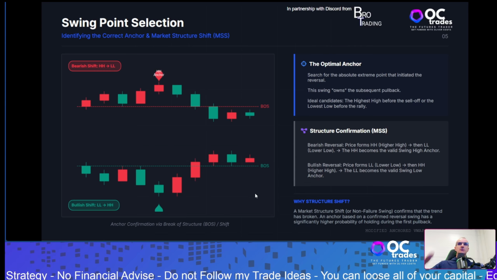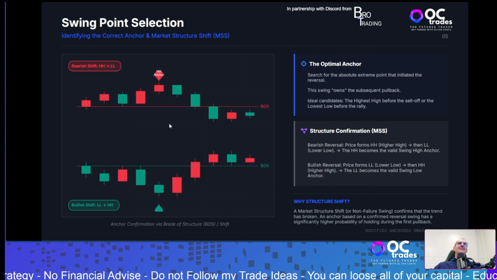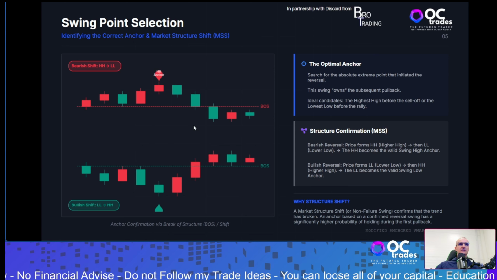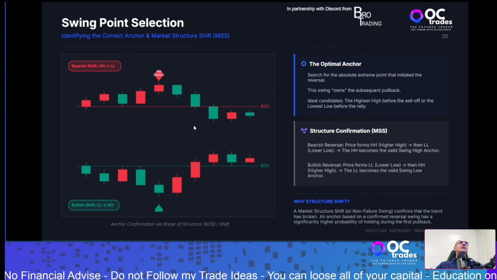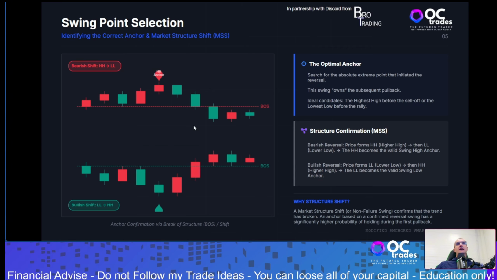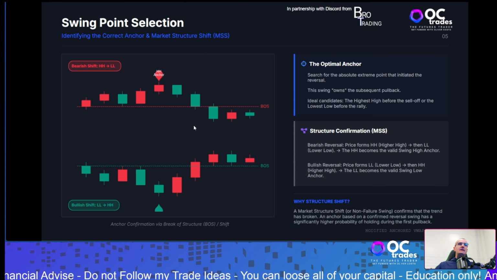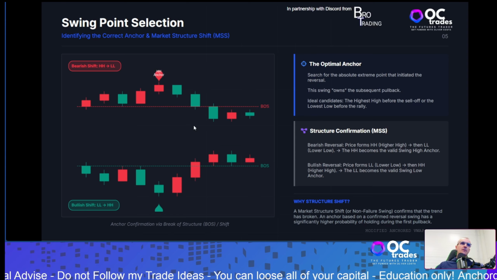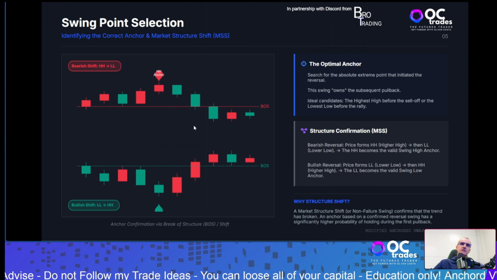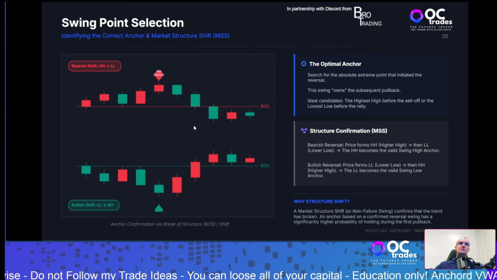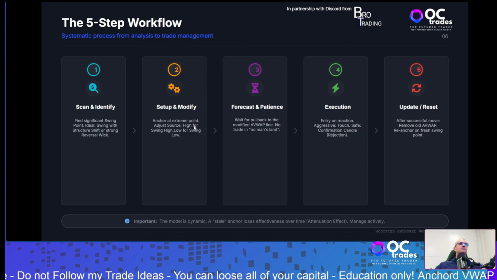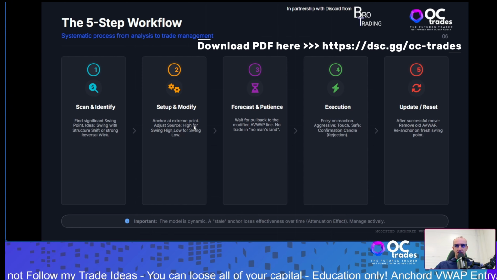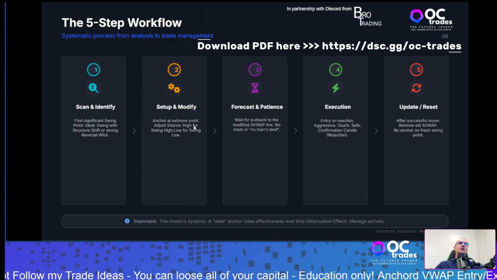It's a swing point selection. So you take the swing high, you take the swing low, and ideally you wait for the break of structure to have the absolute confirmation of it. So this is really something which you can look out for. If you have a break of structure, you can have even more confirmation on that. My model is a little bit more aggressive. I have taken some trades. It's a little bit more aggressive, but the win rate is, of course, not as good. But if it runs, then it runs. Scan, identify, set up and modify, forecast, execution, and update. And be patient. Patience is a very big issue in trading.